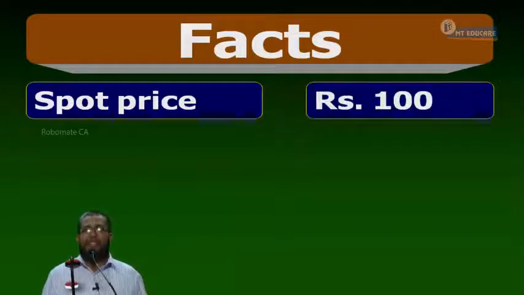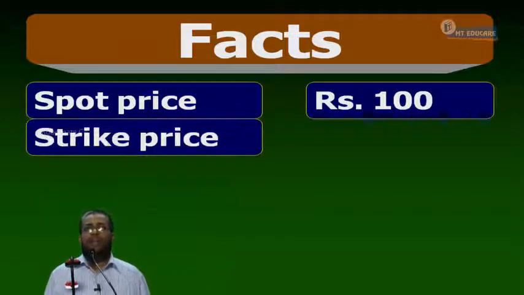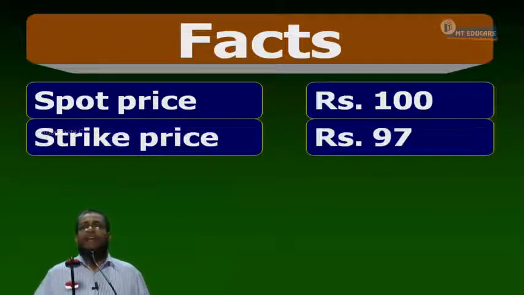What is the spot price of the asset? 100. Where do you get this number? Share market. Today, the share of this company is trading in the market at 100 rupees. What is the strike price? Where can it be seen? In the option market, they give the option contract terms. The terms of this option say the strike price is 97. Let's assume this is a call option.